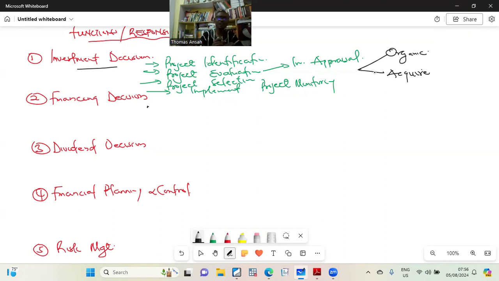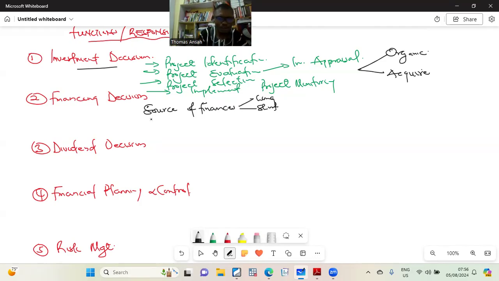Now, when it comes to the financing decision, we are going to learn about the sources of finance. Where can we get the money? Sources. All right. Are we going for long-term loans? Are we going short-term? Are we going to the bank? Are we using our retained earnings? So we will be learning that.